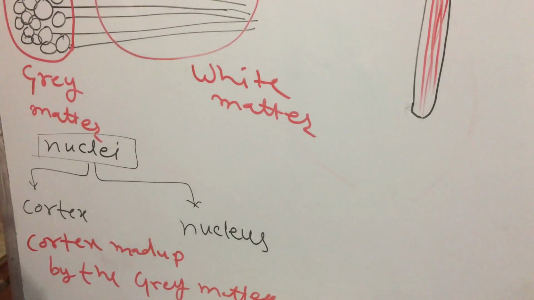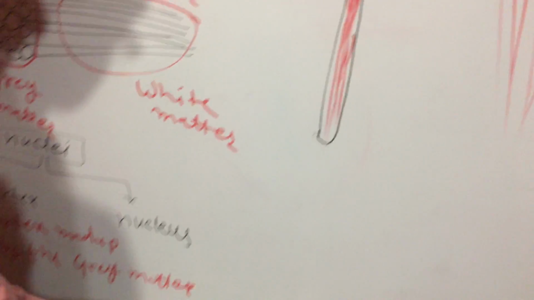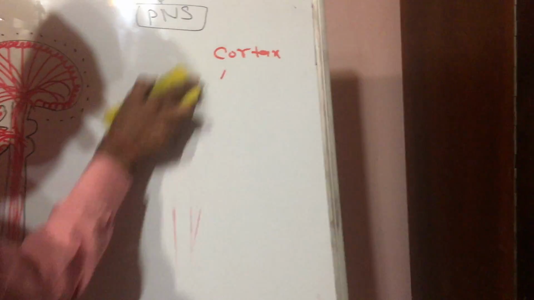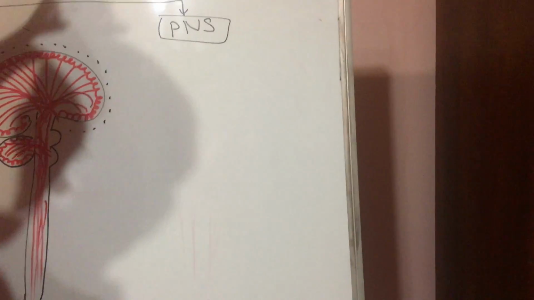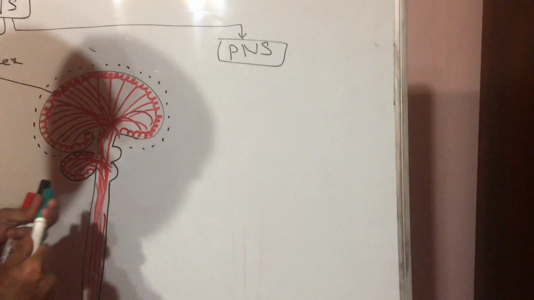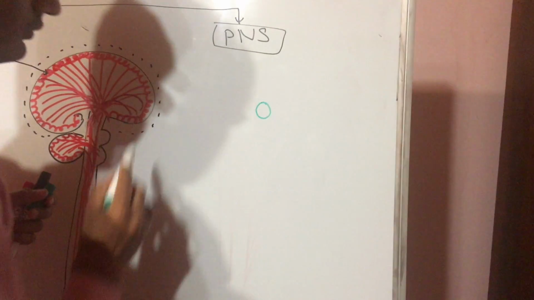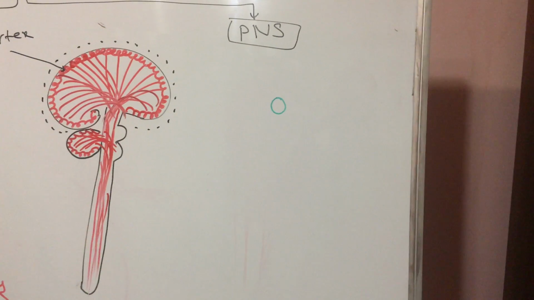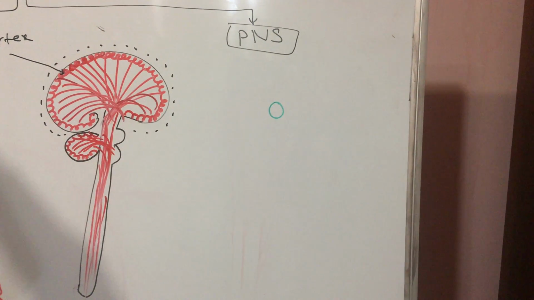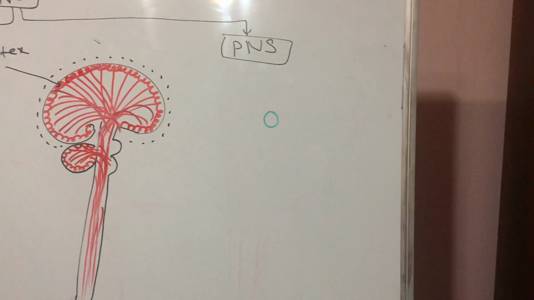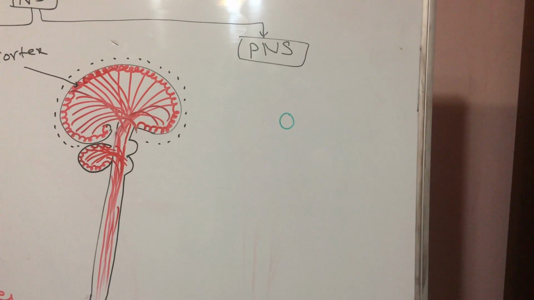Now, what is the nucleus? A very simple definition, and what is the difference from the cortex? Here for the nucleus I am using one nucleus, or one rat. This is the head of this.